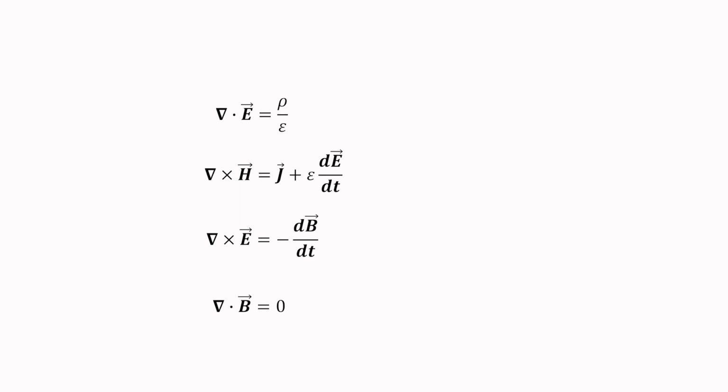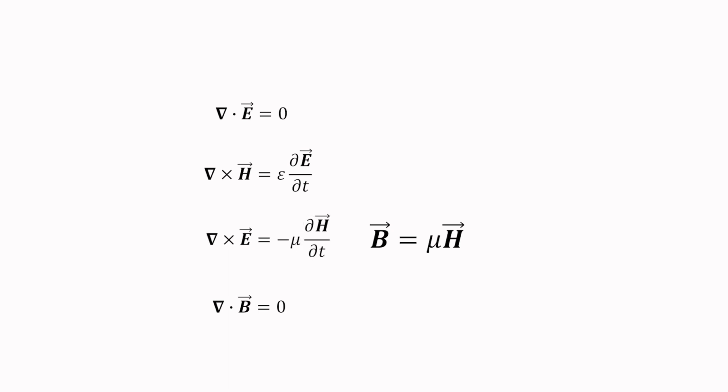If we are far away from any charge and current sources, we can set the charge density and current density terms to 0 in the first 2 equations. We can also replace the magnetic flux density B in the 3rd equation with the permeability mu times the magnetic field intensity H. Now we have our set of equations for the special case of a source-free medium.